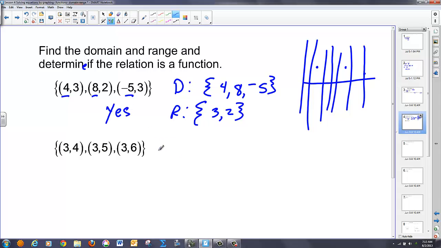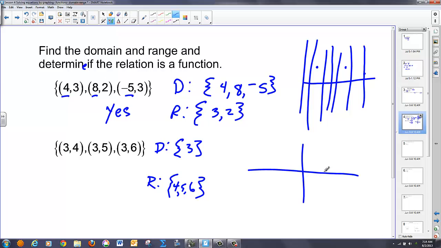Now in this case, I have a domain being the set of 3 and the range being the set of 4, 5, and 6. And again, if I were to take and graph these, here's 3, 4, 5, and 6. And in this case, you'll notice if I draw a vertical line, it happens to cross through 3 points at one time. Therefore, this is not a function. And this method is called a vertical line test.